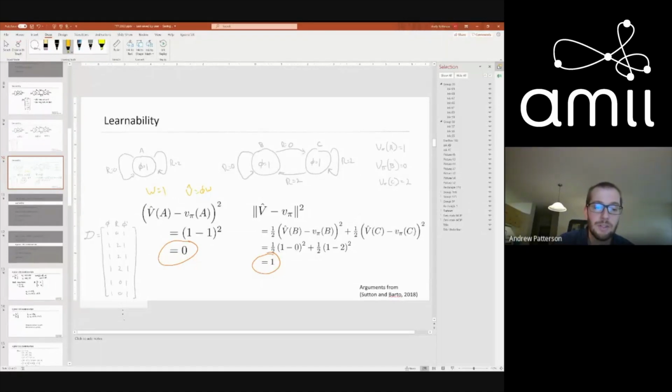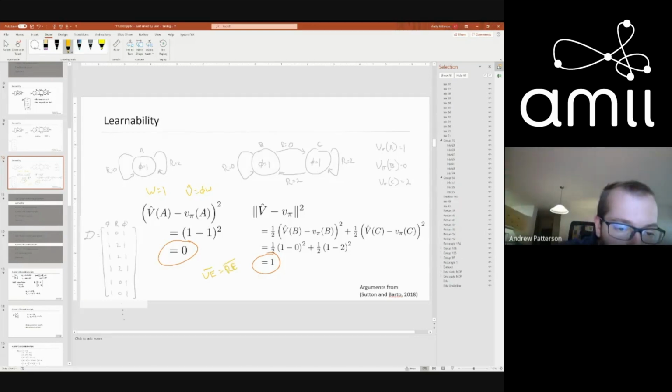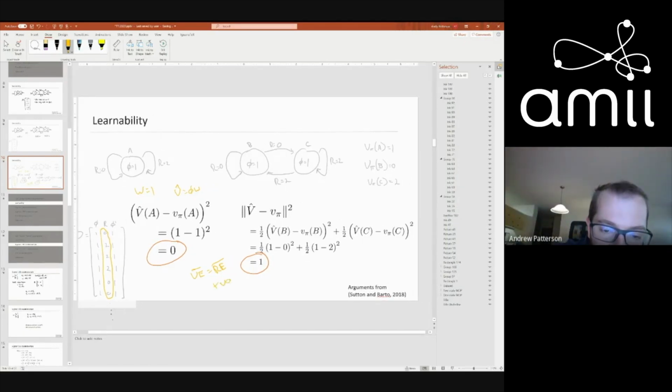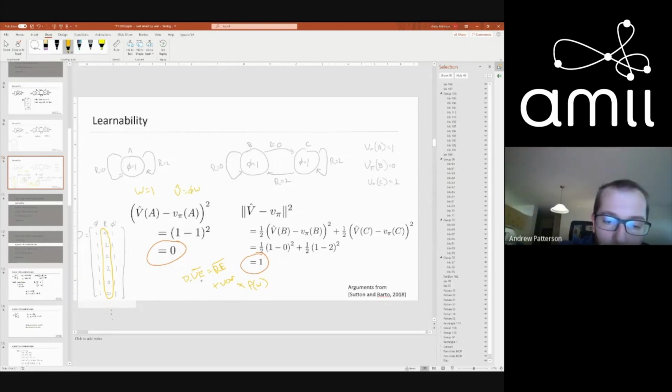The case for the mean squared value error, the reason why this is okay, is because the mean squared value error can be written like this. Mean squared value error is equal to the return error. Return error is purely a function of my data, so it's definitely learnable, plus some variance term. And the important part is this variance term is not a function of W. So if I want to take the derivative of this with respect to W, that thing goes away, and I end up with a derivative there.